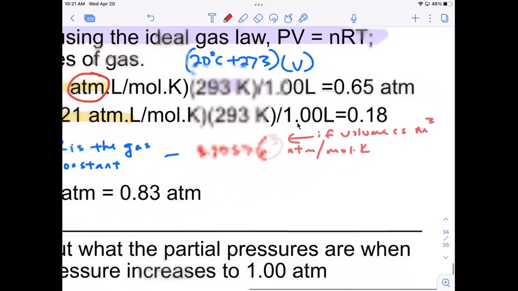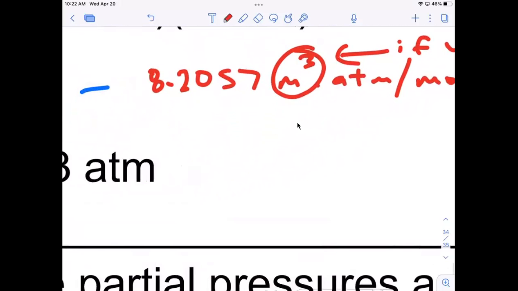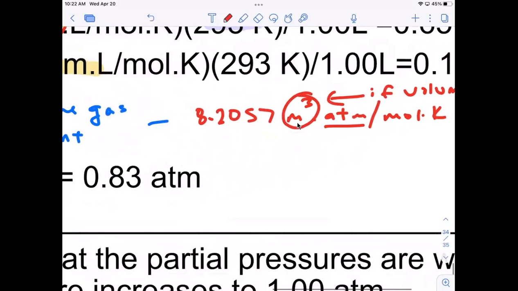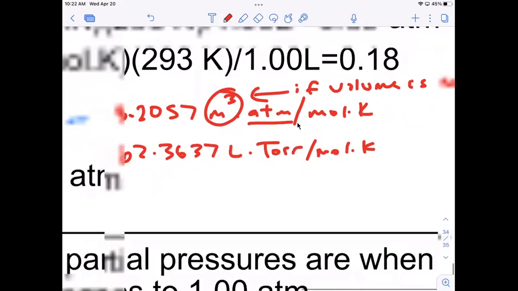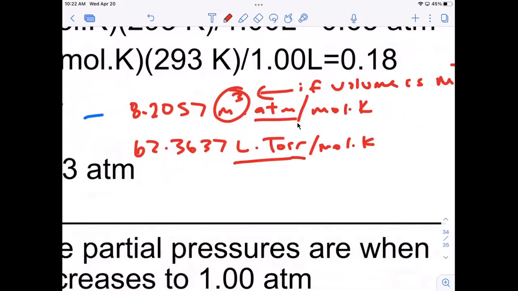Because cubic meters is a unit for volume, right? If your pressure is in torr, and this is the pressures in atmospheres, if your pressure is in torr, then R is going to be 62.3637 liters torr per mole Kelvin. And it's the same if your pressure is in millimeters of mercury. So your pressure units can be atmosphere, torr, or millimeters of mercury.